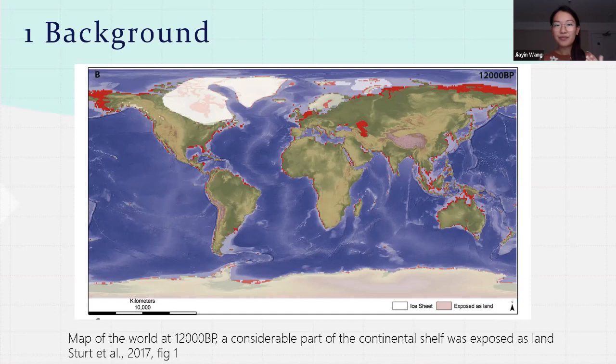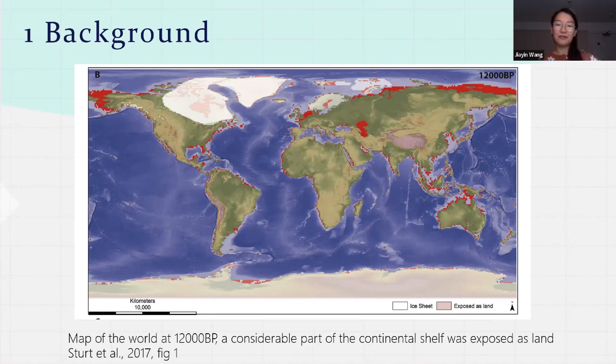So when the sea level was significantly lower than present, it's very reasonable that people would occupy these places and exploit the marine resources, and also use this place as a gateway to travel or disperse to new areas, new continents. That's why we would study the submerged landscapes.